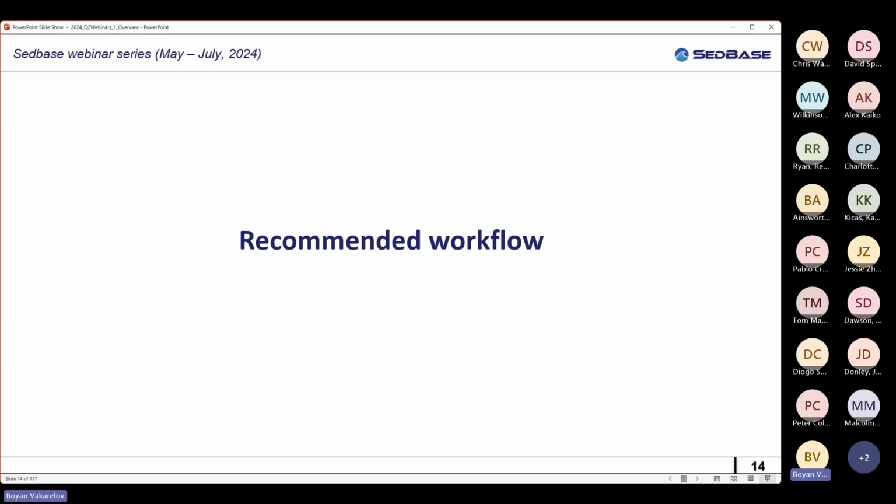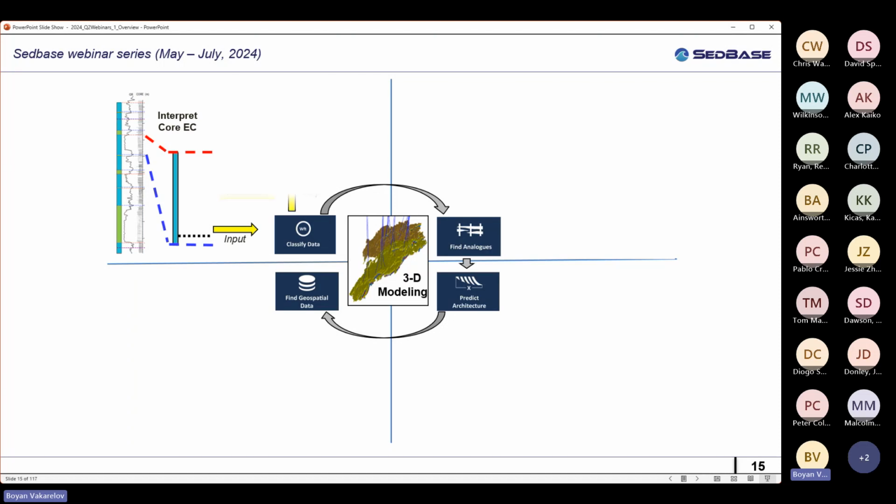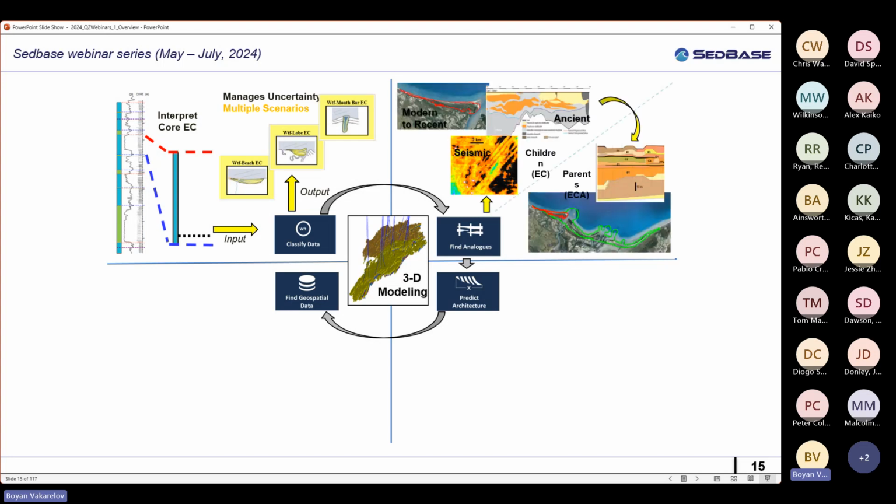So when you work with Sedbase, we very often recommend following a workflow which is starting off with, for example, whatever data you're working with. So let's say that you have some core data with some wireline data. As a first step, you would always classify your intervals so that you take your information and then you convert it to the language of the knowledge base, if I can use that, so that you work with categories that the database would understand. You can then start looking at things such as analogues.